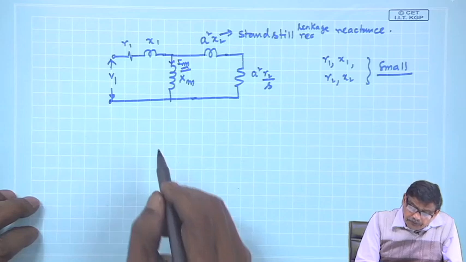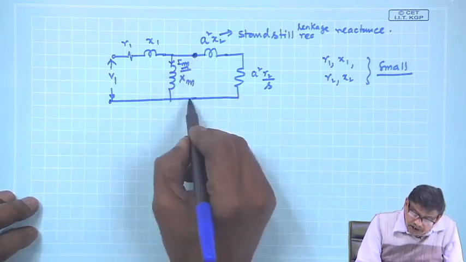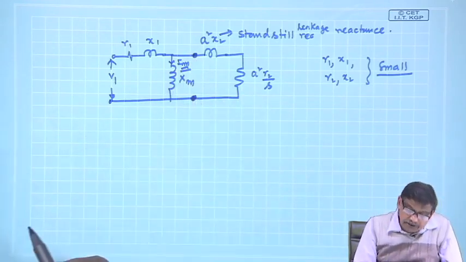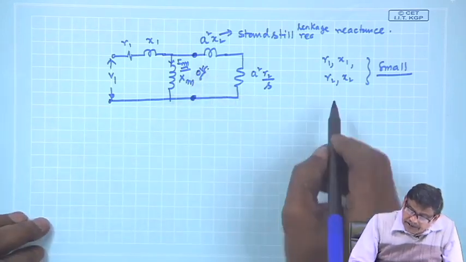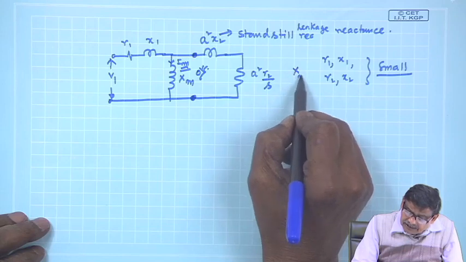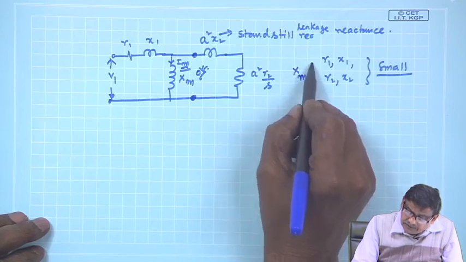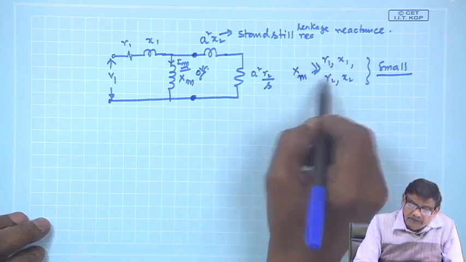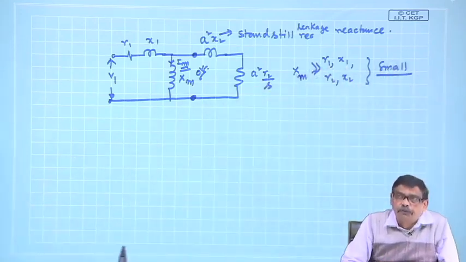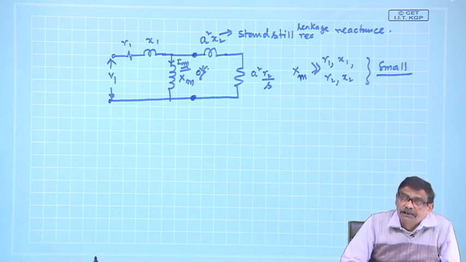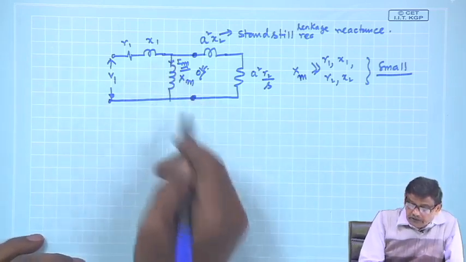Now, of course, XM is larger than these orders, that is fine. It is large compared to this, but with respect to a transformer of the same rating, XM will be small because of the presence of the air gap. To establish a flux in the air gap, you require a large magnetizing current, that is the thing.